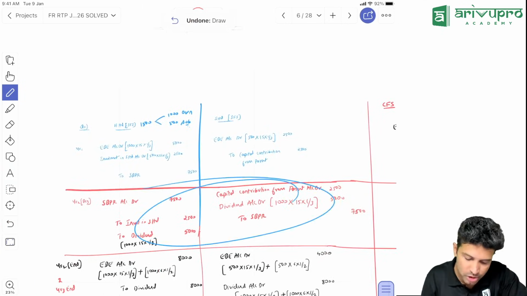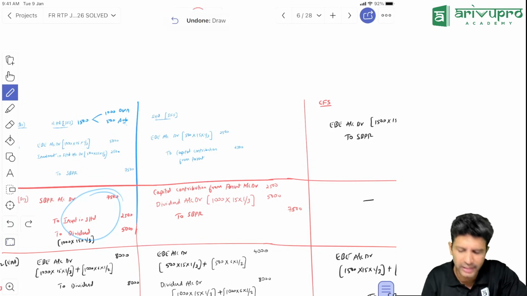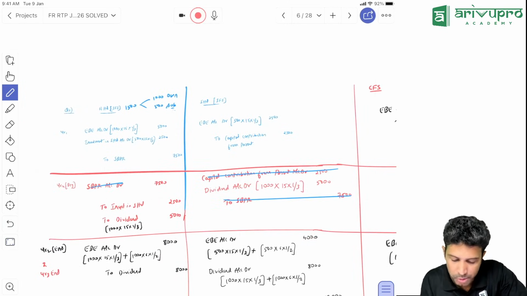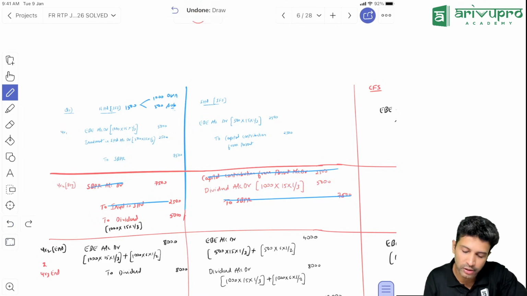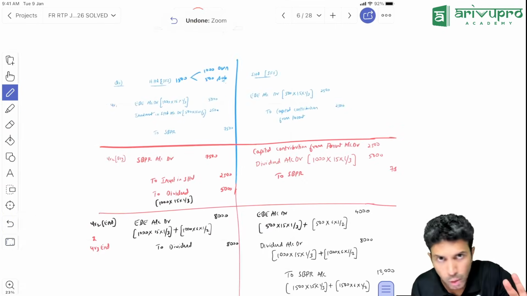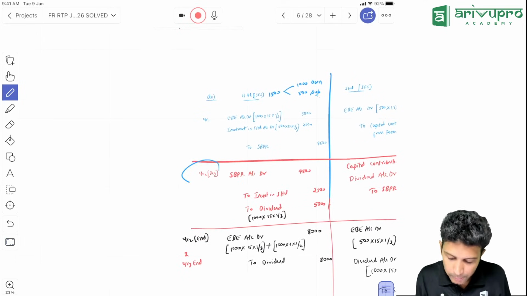Hence, when you add these two entries, that's the reason I said in CFSMA it's much easier to compare, add these two and get the entry finally. So again, SBPR debit credit, capital contribution debit, investment credit same amount, dividend debit, dividend credit same amount. Everything will get nullified. So in CFSMA the final effect is 0. This is when the scheme change happened, which is the beginning of year 2.